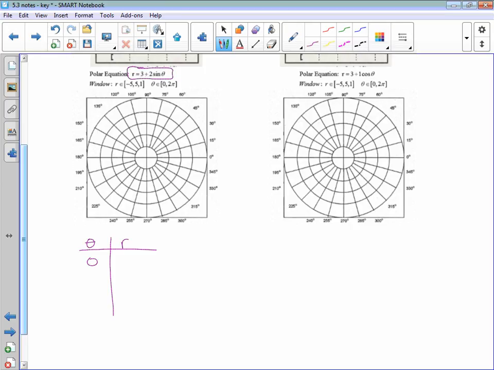If I plug in 0 for theta, what do I get? 3. What about when I plug in pi over 2? 5. Okay, what about when I plug in pi? 3. What about 3 pi over 2? 1. Again, you can do 2 pi, but you'll be back where you started.